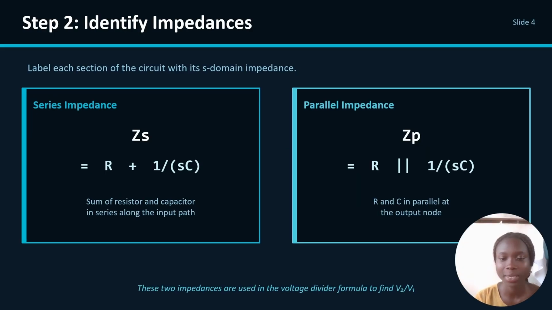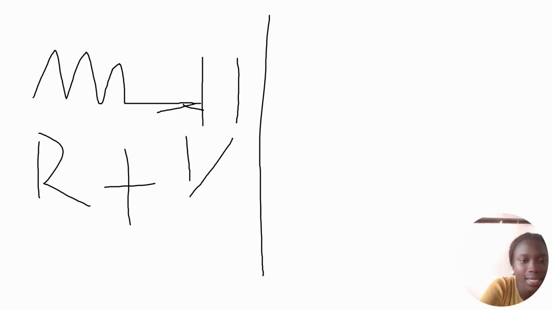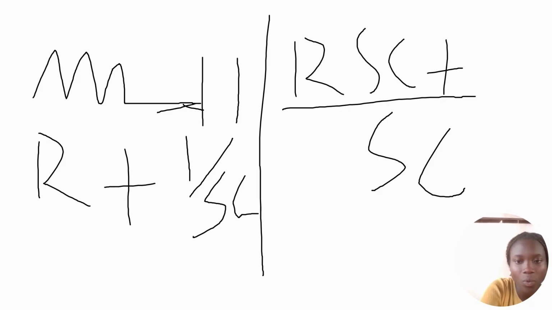Okay, I'm Emanuela Adakwa, and I'll be taking us through the series impedance. So we have the resistor which is in series with the capacitor, and in order to find the total impedance, we have to add them. So we have R plus 1 over SC in the Laplace domain, and then finding the LCM, we have SC as the LCM, giving (RSC plus 1) over SC. So this is the total series impedance.